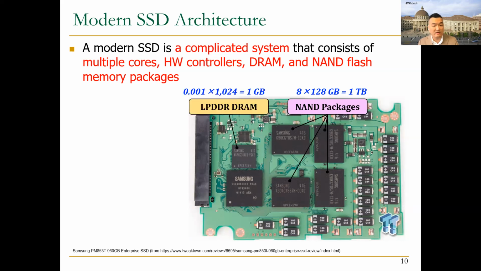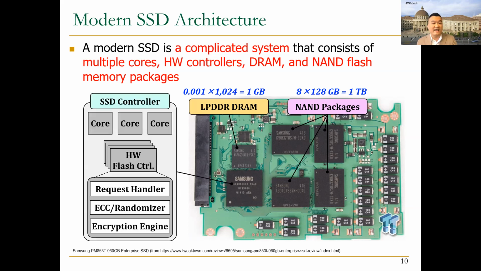And it also has low power DDR DRAM to store metadata that is necessary for efficiently managing the underlying NAND flash chips. And typically the DRAM capacity is 0.1% of the SSD capacity, meaning that, for example, this SSD whose capacity is about 1 TB has a 1 GB LPDDR DRAM. Finally, the SSD has a powerful SSD controller that has 3 ARM Cortex cores and multiple hardware flash controllers that are responsible for request handling, error correcting codes, or ECC in short, data randomizing, and data encryption.